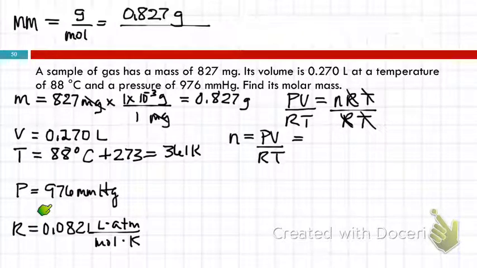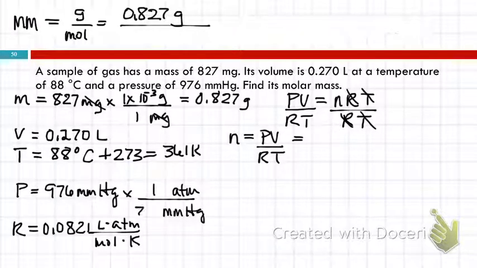This pressure is in millimeters of mercury. I need atmospheres. So millimeters of mercury on the bottom, atmospheres on the top. 1 atmosphere is 760 millimeters of mercury. 976 divided by 760. My pressure had 3 significant figures. I need to keep 3 and 2 extras to avoid rounding errors. And so there's my pressure in atmospheres.